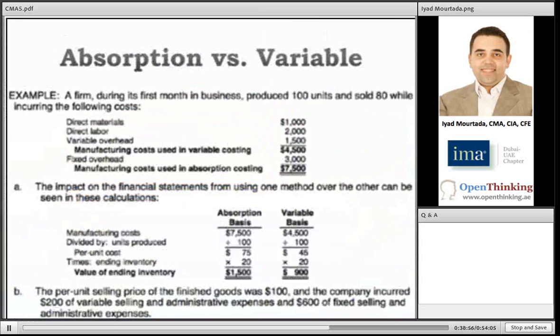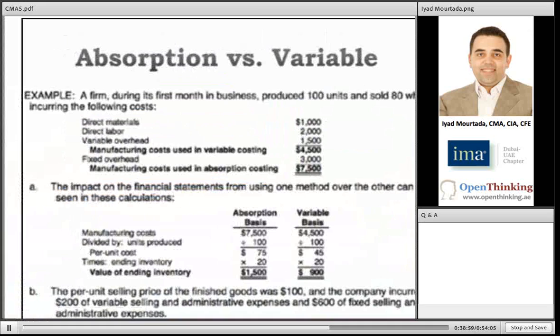So what we need to understand here is that the main difference between them in the ending net profit is the same as the difference between them in the ending inventory. If you are using absorption costing and variable costing, what is the difference in the ending inventory? Well, it's the same difference as in the net profit.